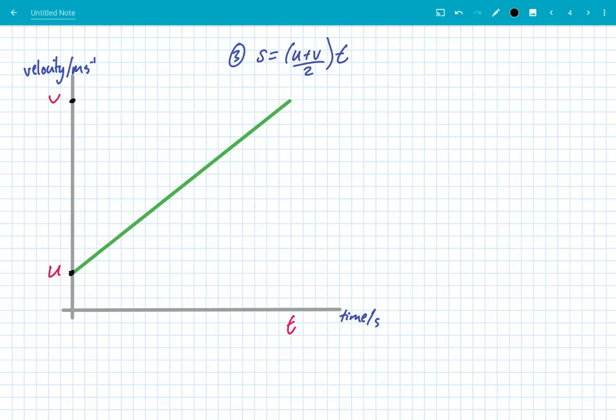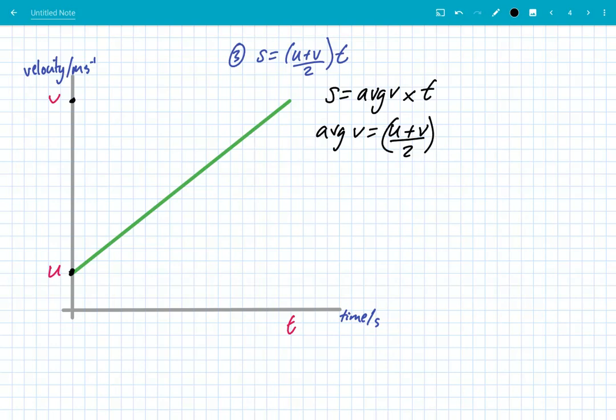The third equation of motion is incredibly easy. We're not really even going to use a feature of the graph, we're just going to use a bit of common sense: that the displacement is equal to the average velocity multiplied by time. The average velocity is simply u plus v, so it starts at u and it ends at v, and we divide it by 2. Therefore, the displacement is simply u plus v over 2 multiplied by t. And there's our third equation of motion, really easy to derive.